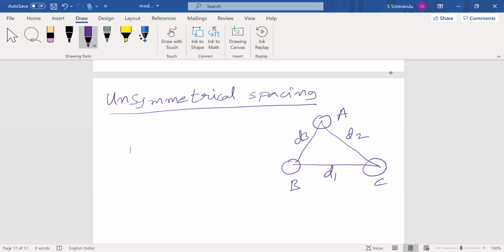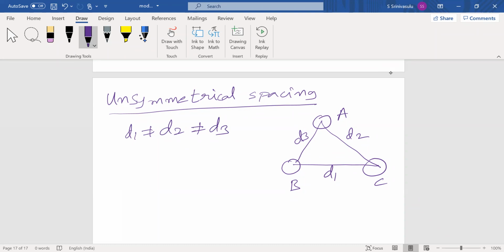In case of the three-phase unsymmetrical spacing, what happened? The distance between each phase is not equal. Means D1 is not equal to D2, D2 is not equal to D3. They may be any distance. Generalized practical problem. Now it is not always possible to have symmetrical spacing everywhere.